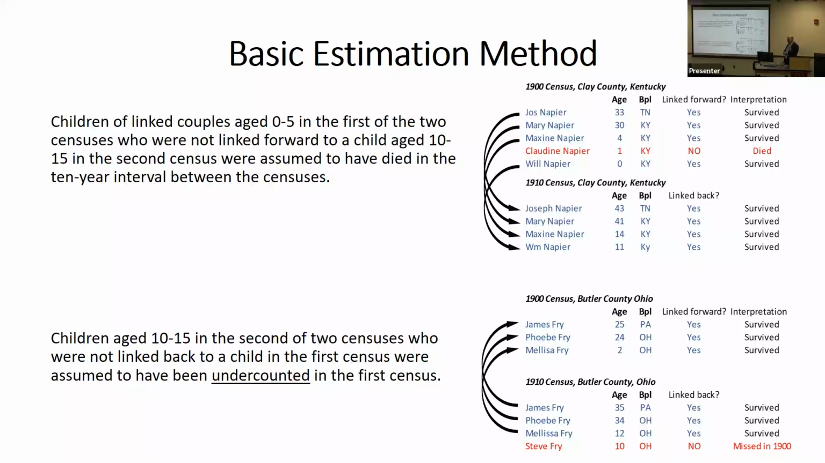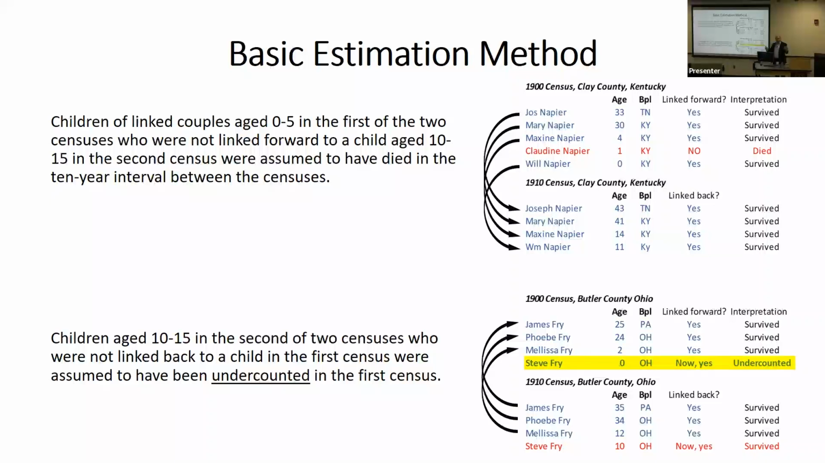This is another wrinkle we've been working with. It's going the other way sometimes. You find children in census B who should have been there in census A. What the hell are they, right? Here we have Steve Fry, age 10, in 1910. You go back 10 years, and we find his parents and his sister here, but we don't find him. He should be an infant. He's missed. We're calling him, for the moment, undercounted.